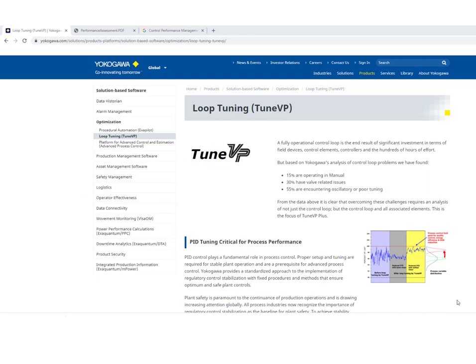I've told you before that most vendors offer control performance monitoring tools. You can use those tools to assess the state of all control loops using key performance indicators.